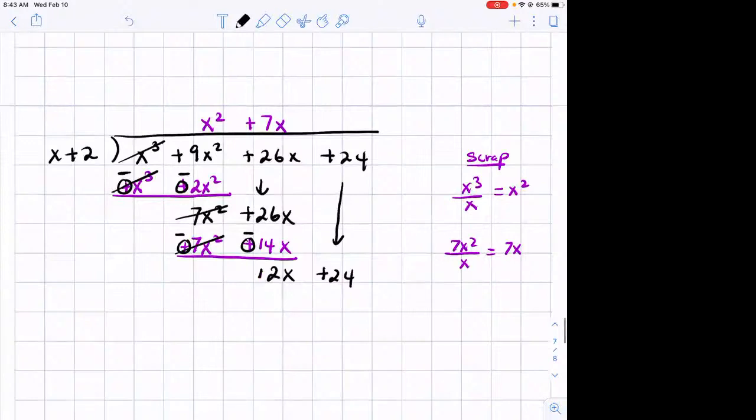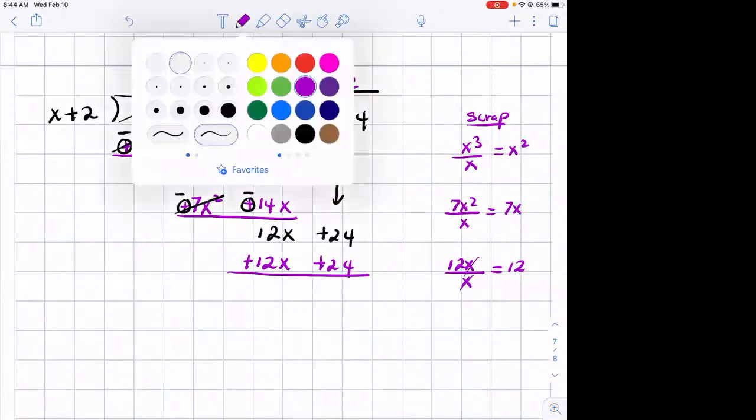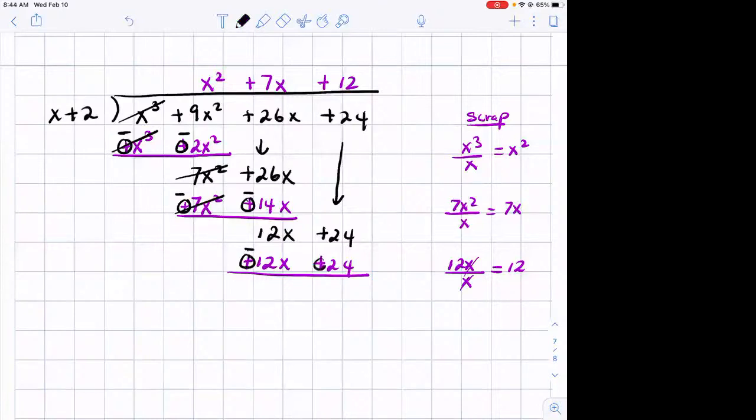And then we do our scrap work again. So we have 12x divided by x, and the x's cancel out, plus 12. So we have a plus 12 here. And if you distribute that 12, 12 times x becomes plus 12x, and 12 times 2 becomes plus 24. Don't forget, we have to change our signs, so this becomes a minus, that becomes a minus, and we have 0. So this means that x cubed plus 9x squared plus 26x plus 24 could be factored.